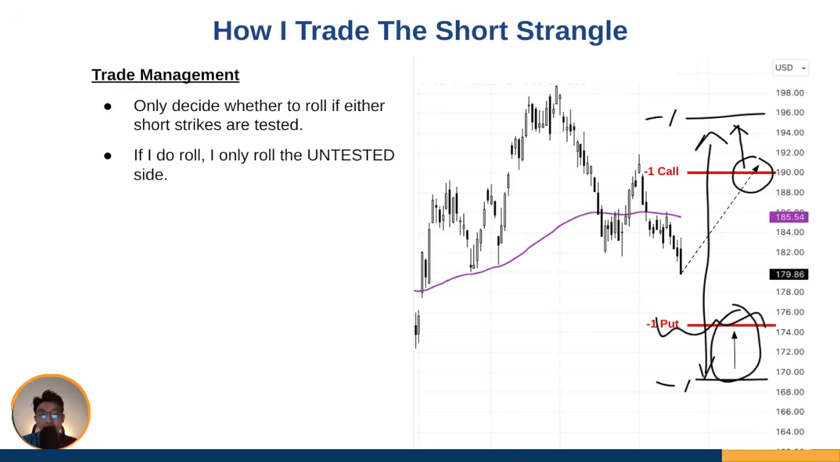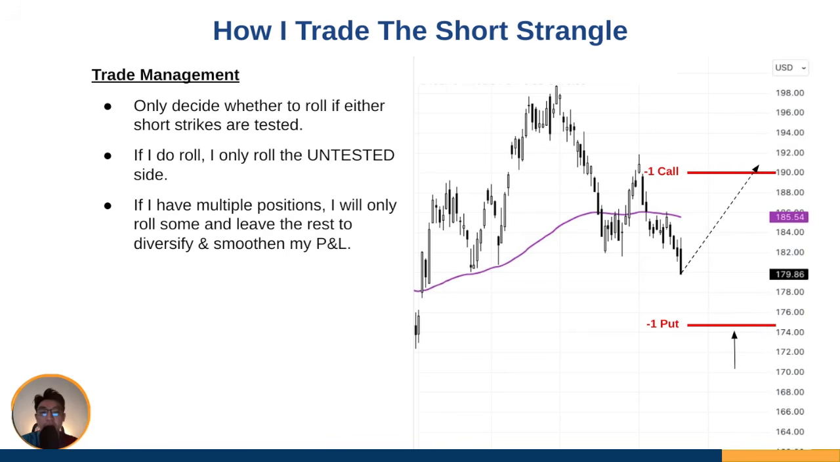And the answer is that I don't really do this, because when you roll this short call up, you're actually going to pay a debit, right? If you pay a debit, that means you're increasing the risk and reducing your credit on your trade. So that is why I do not roll the tested side. I only roll the untested side.